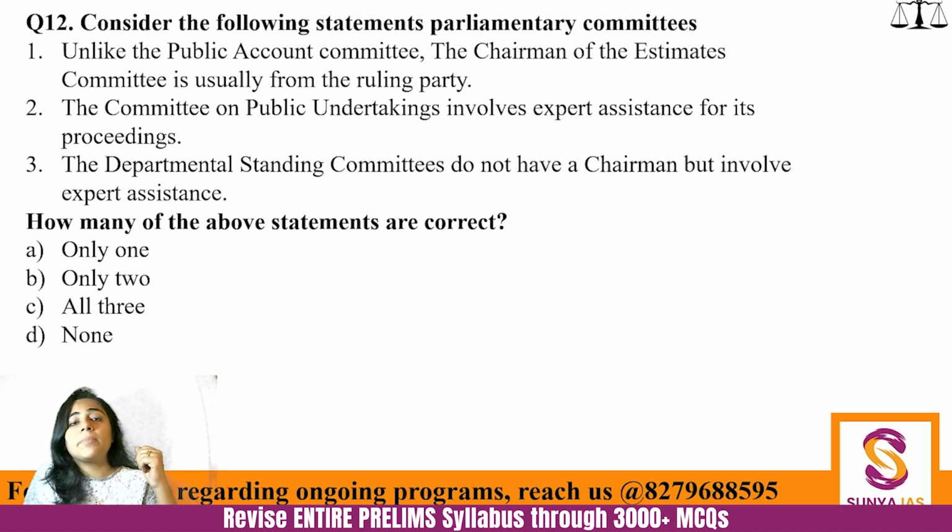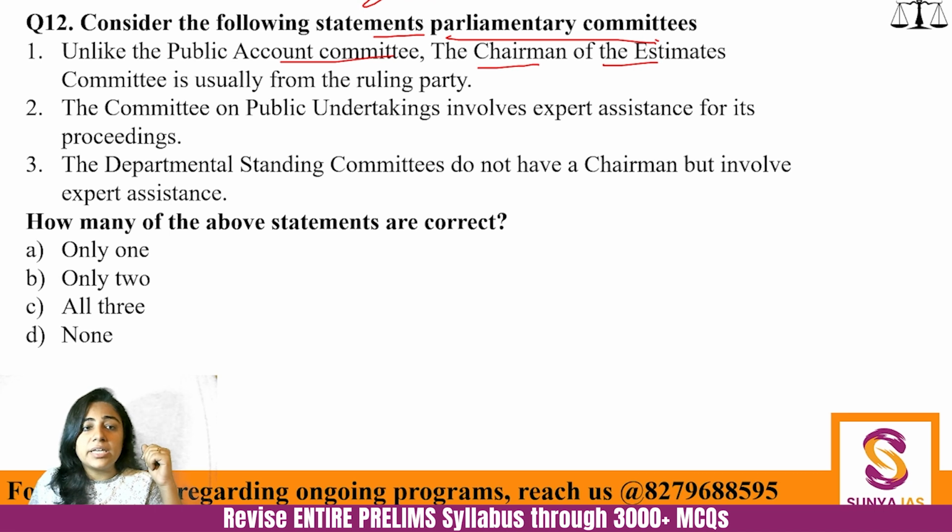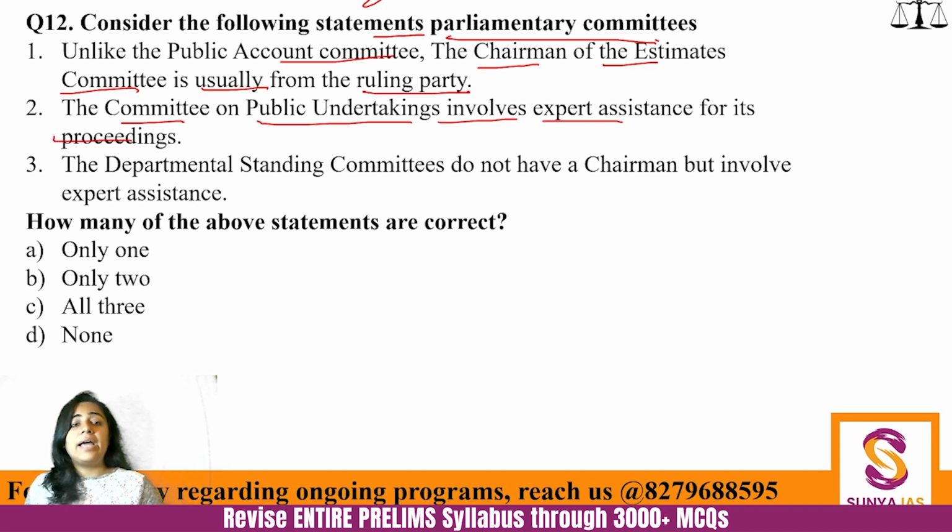Consider the following statements regarding parliamentary committees. Unlike the Public Accounts Committee, the chairman of the Estimates Committee is usually from the ruling party. Committee on Public Undertakings involves expert assistance for its proceedings, and departmental standing committees do not have a chairman but involve expert assistance. Now, how many of the given statements are correct?